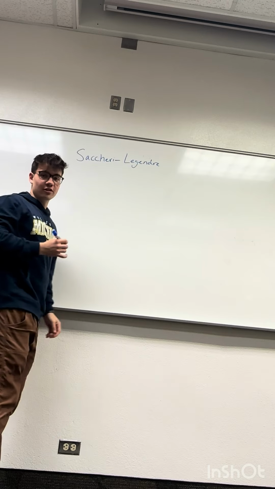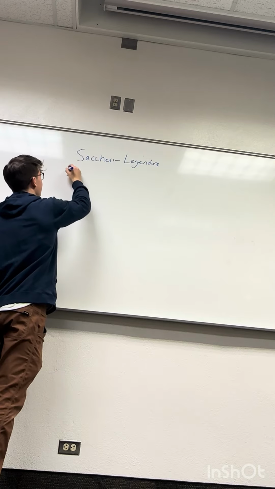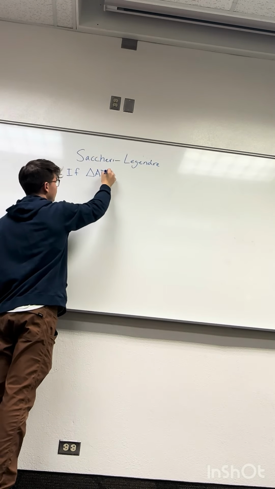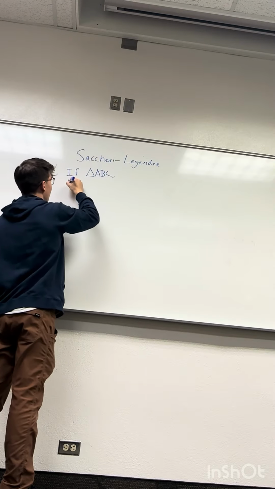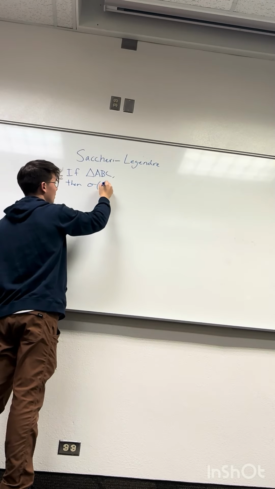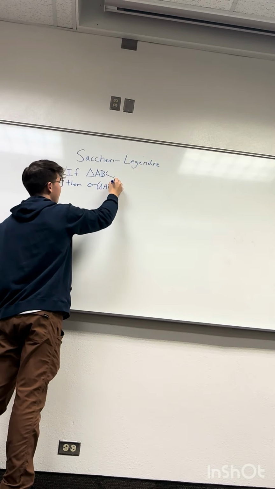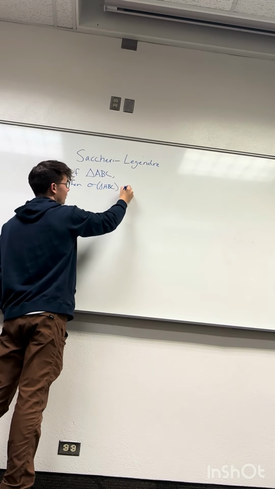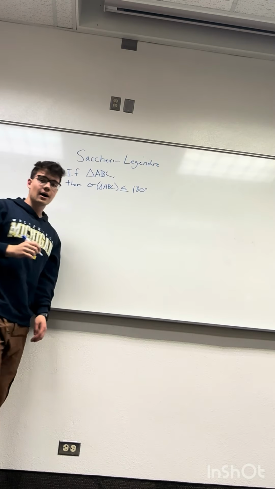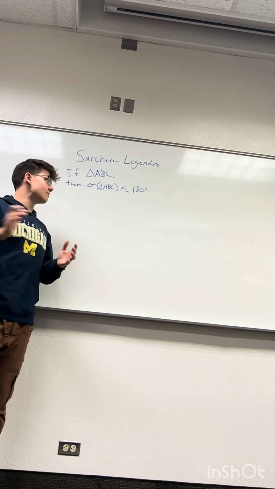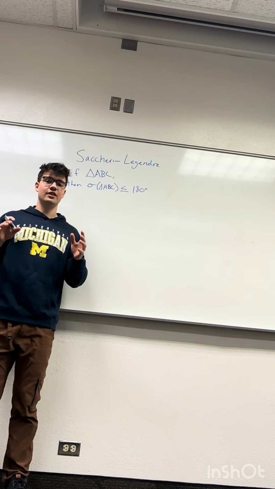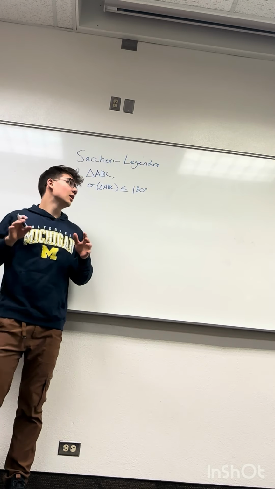The statement of Saccheri-Legendre is, if we have a triangle ABC, then the angle measure of the triangle is less than or equal to 180 degrees. It seems like a pretty simple statement, and the easiest way to prove this is going to be through contradiction.